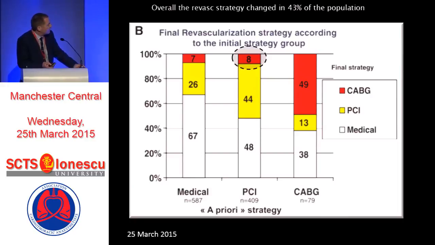Of the ones who were destined for PCI, 8% actually had bypass surgery because they had more severe disease than was originally thought. But nearly a half of the people who were destined to have PCI, as David has said, didn't need any kind of revascularization because they weren't ischemic. And of the ones who were destined to have bypass surgery, I reassure you only 13% were changed to PCI. But over a third of them didn't need any revascularization at all.